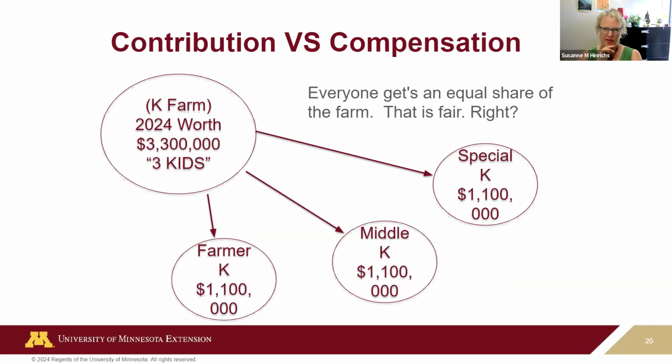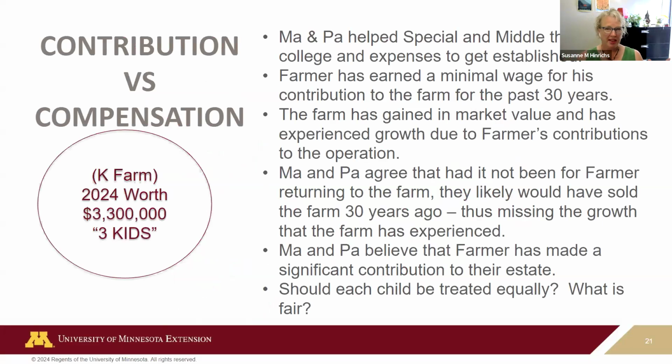Special, Middle, and Farmer Junior would each get part of the farm. That would be, in today's dollars, worth about 3 million. So that would be about $1 million for each kid. That's going to be a tough situation, because a farmer needs to continue on with the farm. So here's some additional information. This slide has a lot of information, so I'll read and expand on it.